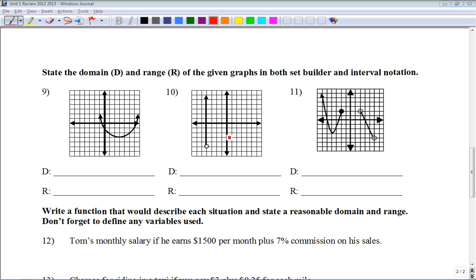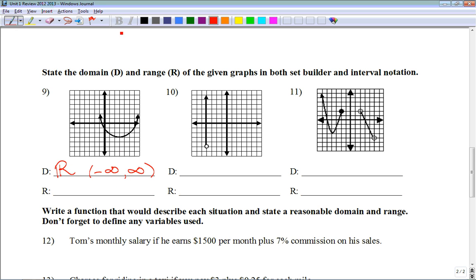Okay, for 9, 10, and 11, we're supposed to state the domain and range of the given graphs in both set builder and interval notation. So on number 9, for the domain, our x values, we're looking at what x values are included. Well, it's all of them. So in set builder notation, we can write all real numbers, just like that. For interval notation, all real numbers is going from negative infinity to positive infinity. Okay, so remember in set builder you can't have infinity signs, but in interval notation you can.